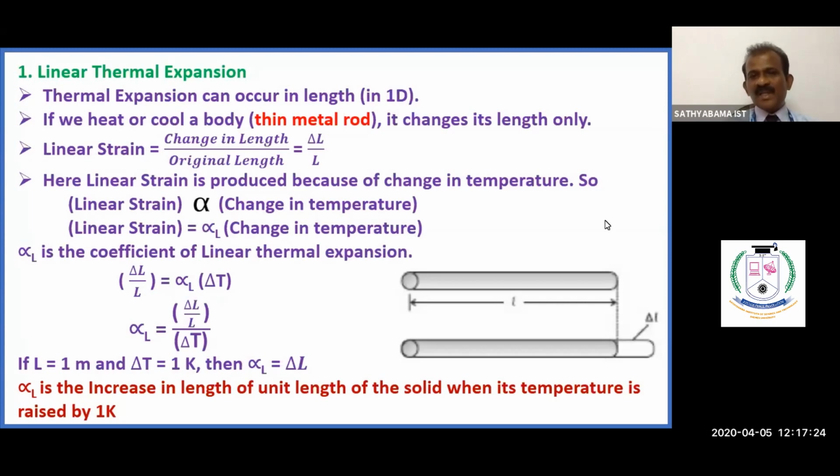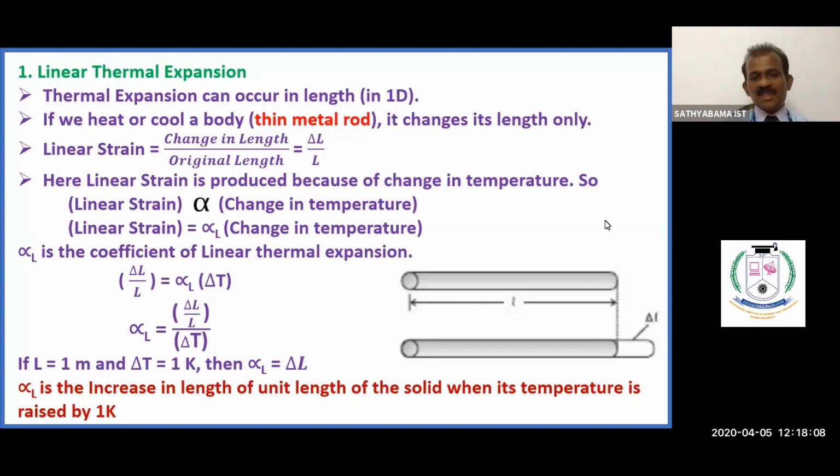So here we are getting the change in length only. Other directions are very low and negligible. Therefore, this change in length creates a strain called linear strain. So linear strain is change in length by original length, nothing but del L by L. This linear strain is produced because of change in temperature. So make it directly proportional and introduce one constant, alpha L, nothing but the coefficient of linear thermal expansion. So del L by L is alpha L into del T. Now the coefficient of thermal expansion alpha L is del L by L by del T.